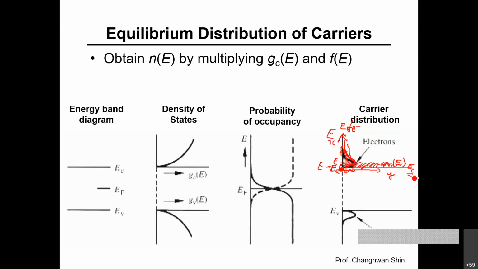So intuitively, you may guess in the conduction band, there are 10 to the 15 per cubic centimeter electrons available, because the doping concentration of 10 to the 15 is more conventional, reasonable, and typical.